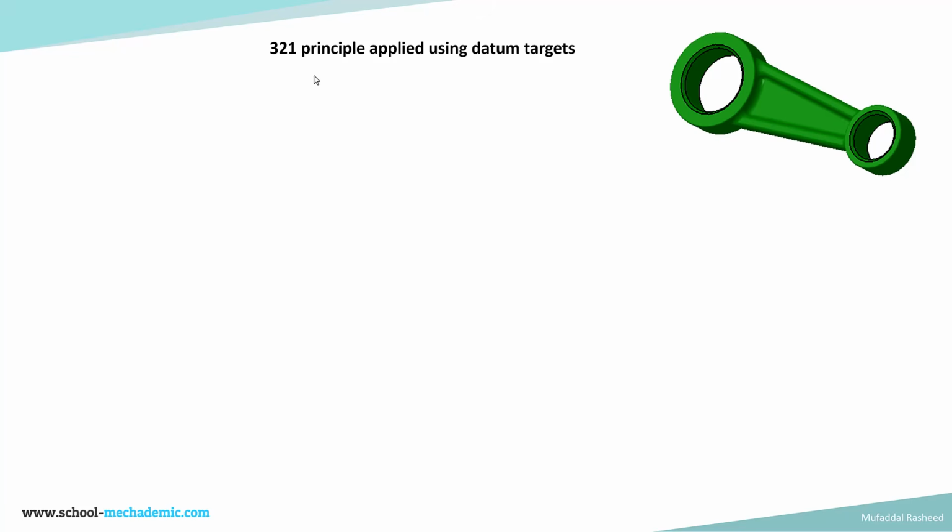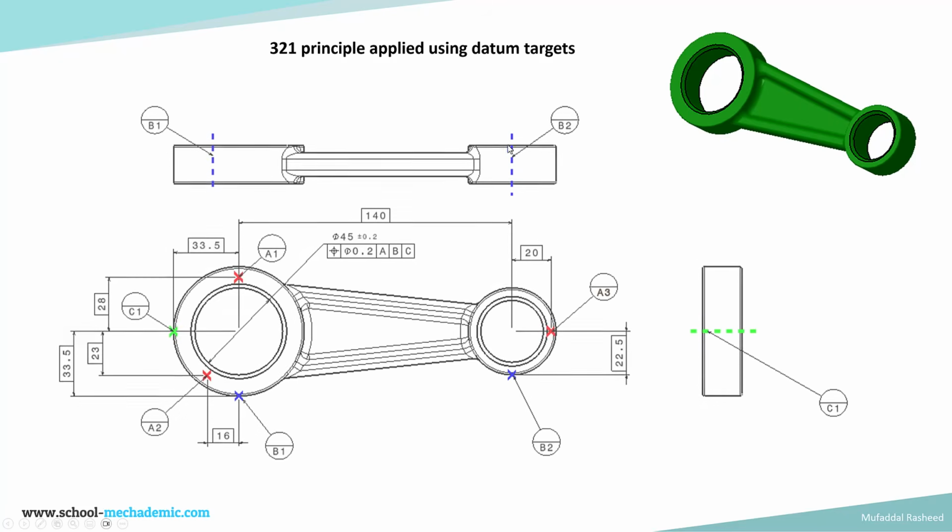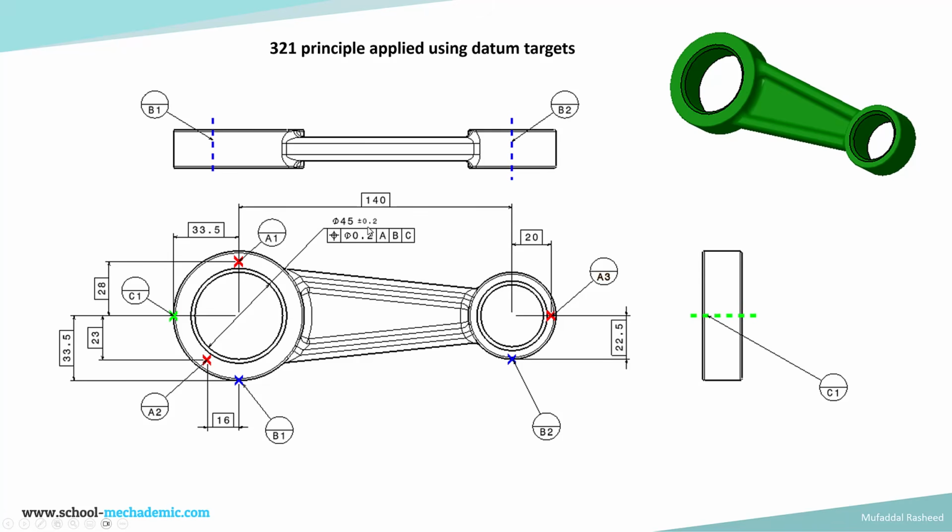Here is an example drawing of this part, in which the 3-2-1 principle is applied very precisely using datum targets. These are the 2 views, and you can see that the primary datum feature is being represented by datum targets. A1 is a point. It indicates a point in this view, and X in this view indicates a point. So this is point number 1. Point number 2 is A2. Point number 3 is A3. So you can see there are 3 points which are referencing the primary datum feature.